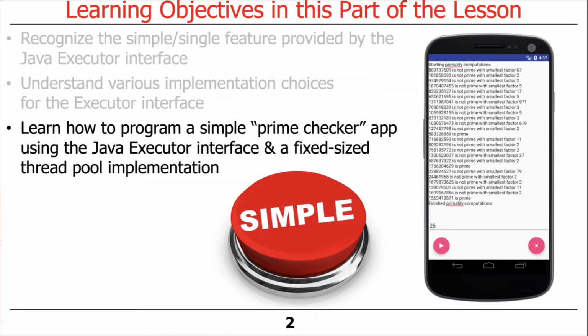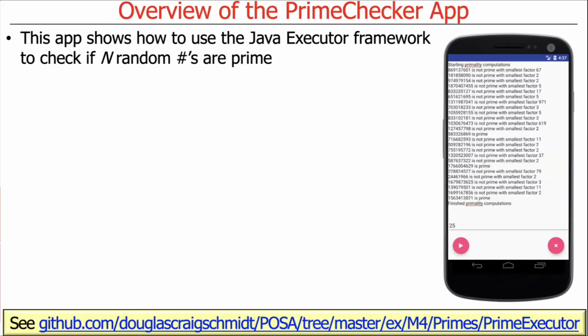And we're going to do this in the context of a PrimeChecker app that uses the Java Executor interface and a fixed-sized Threadpool implementation. And this is intentionally designed to be a very simple app. So this app demonstrates how to use the Java Executor framework to check if n random numbers are prime. So you get to give n, in this case n is 25, and it will then generate random numbers, and it will check them to see whether or not they're prime or not. And it's going to use a pool of threads to do this.